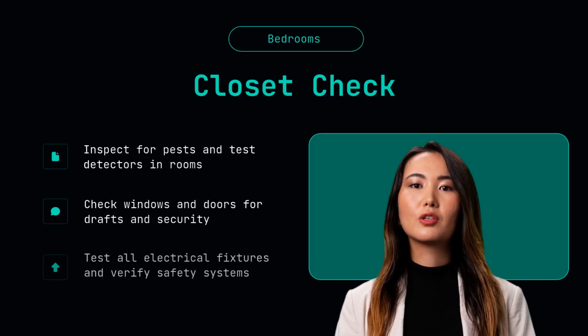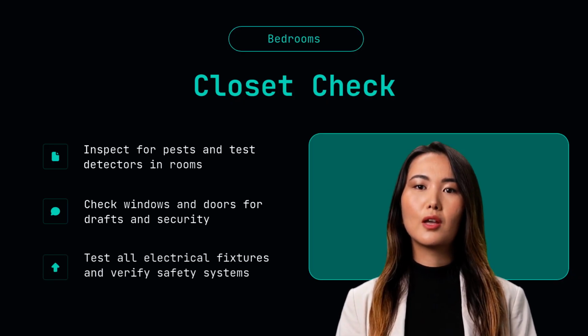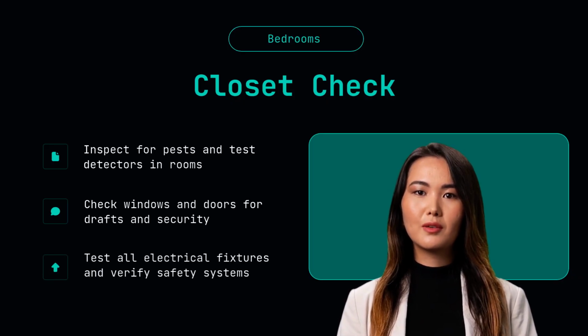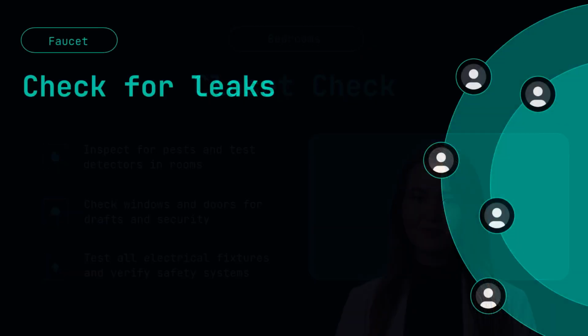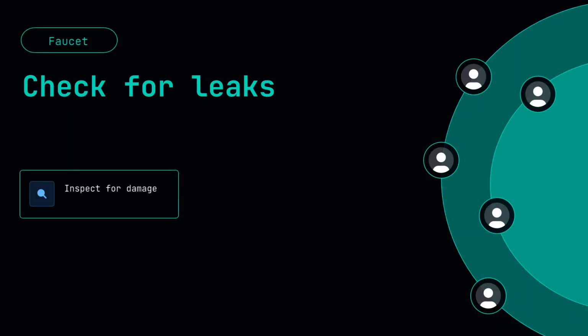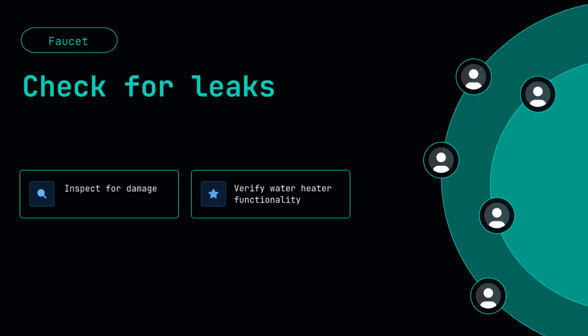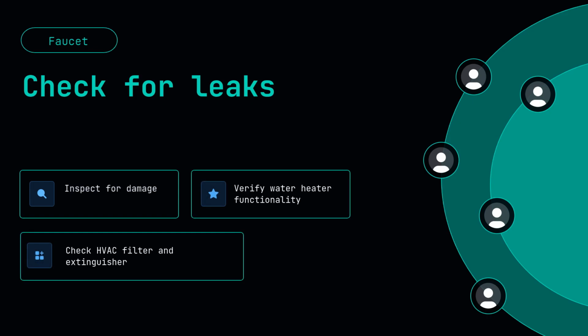Test electrical fixtures and verify circuit breakers. Ensure all systems are functioning safely. Inspect for damage around fixtures. Check water heater functionality. Verify HVAC filter cleanliness and fire extinguisher presence. Inspect doors for safety hazards.